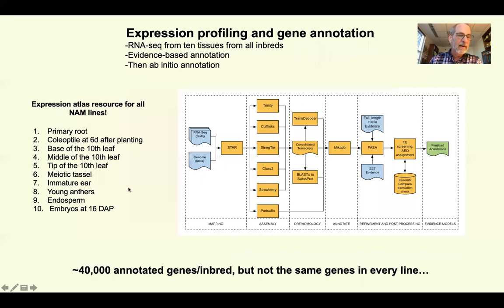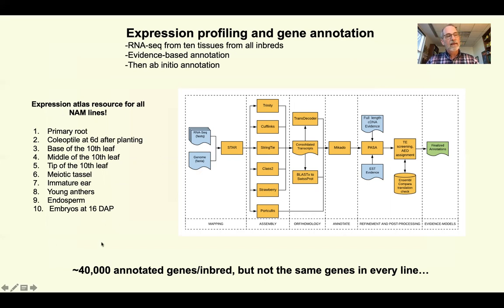Then to annotate the genome: the genome assembly is the easy part. The annotation is the hard part, and particularly the genes are the hard part. So we probably put more time into the annotation than we did any other step of the project. To start with, we had created cDNA libraries of 10 tissues of each inbred, shown here. This is a very good resource. These are very high quality cDNA libraries with high depth sequence.